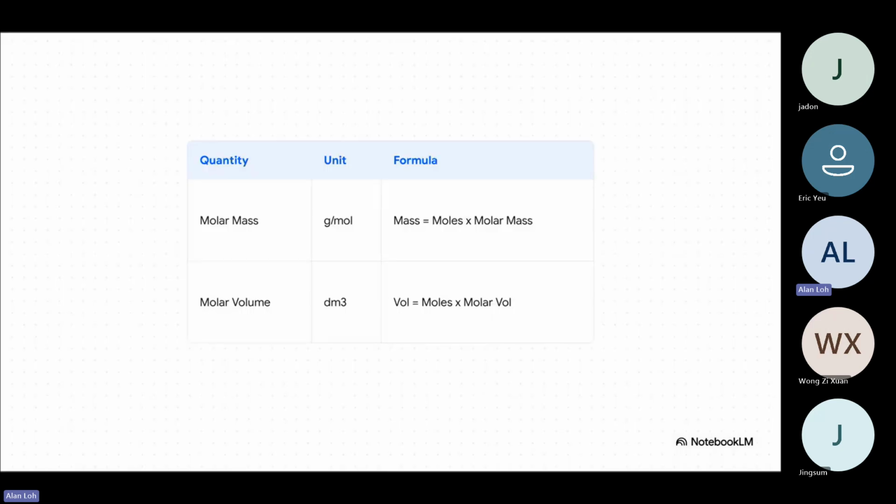Now, what's really interesting here is how cleanly all of these concepts connect. If you want to find the mass of a substance in the lab, you just take the number of moles and multiply it by the molar mass. If you're dealing with gases, you multiply the number of moles by the molar volume. The mole is literally the central hub. Whether you're dealing with individual particles, grams on a scale, or the volume of a balloon, the mole allows you to translate between all of them seamlessly.